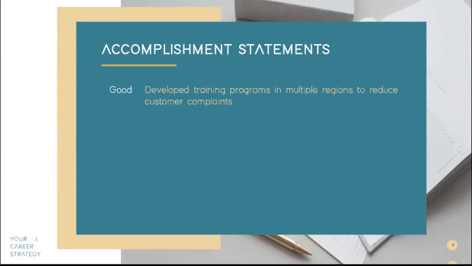There's a hint here of the scope of his job, which was, part of his or her job was obviously to develop training programs. But there's also a flavor of accomplishment. And you will see here that the flavor of this accomplishment is reducing customer complaints. Okay. Now, before we show you the better way of writing this accomplishment bullet point, let's take 10 seconds and think to yourself, how could we make this bullet point better?